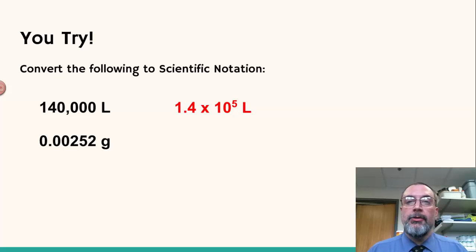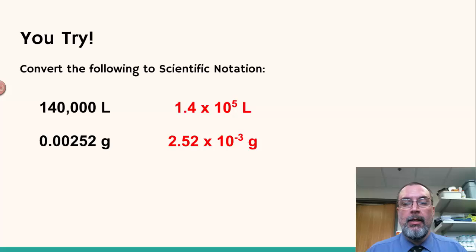How about 0.00252? Well, that's a number less than 1, so the exponent is going to be negative. The 2, 5, and 2 are important, and we're going to put the decimal point right after the first 2, so that means 3 places in. That means it'll be 10 to the -3rd.